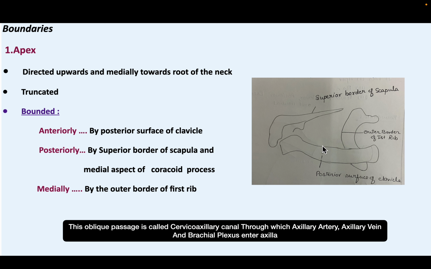Now this axilla is bounded anteriorly by the posterior surface of the clavicle, posteriorly by the superior border of the scapula, and medially by the outer border of the first rib. And this is an oblique passage which is given the name cervicoaxillary canal, through which the axillary artery, vein and brachial plexus enter the axilla.